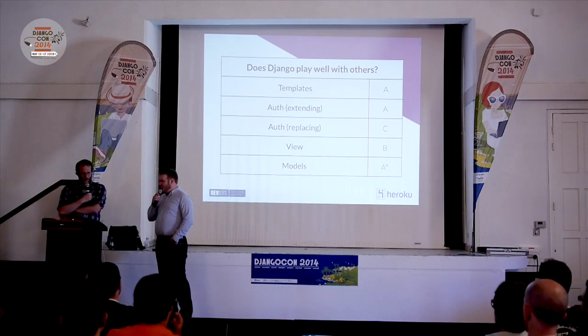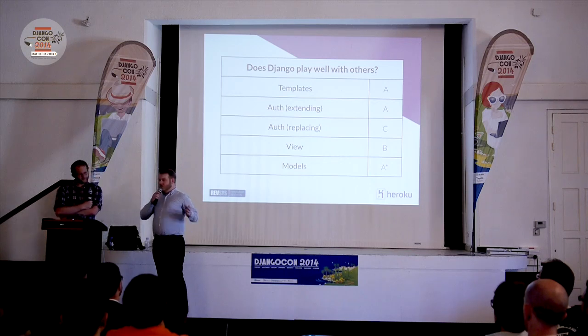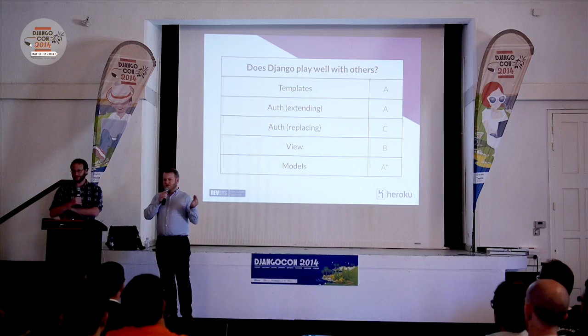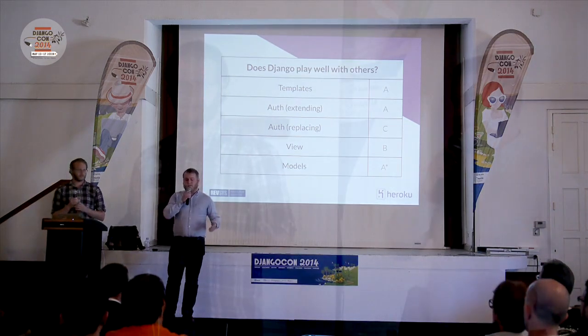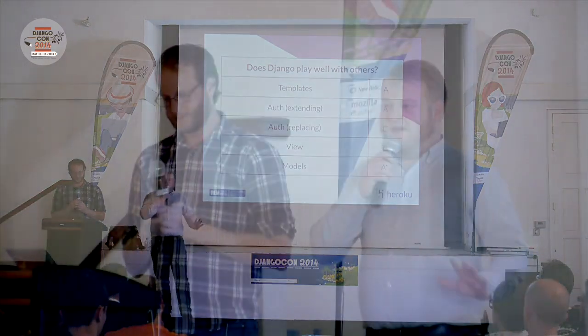And then how about auth? When you are extending auth, it's really easy. All the components are broken down into really tiny pieces that are easy to either extract out or just straight up replace. When you're replacing everything, especially if you're trying to not use models at all, it's hard. Replacing, I'd say, is a B, assuming you keep the model. If you replace the model, it's closer to a D. So we'll average it out and call it a C.